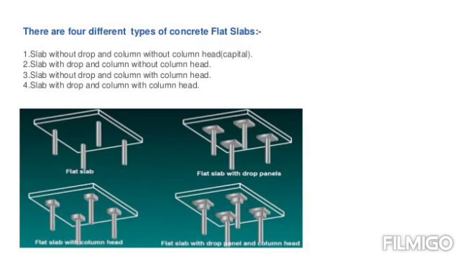So basically, there are 4 types of concrete flat slabs. First, slab without drop and column without column head. Second, slab with drop and column without column head. Third, slab without drop and column with column head. Number 4, slab with drop and column with column head. So you can see the clear pictures of 4 different types of the flat slabs.